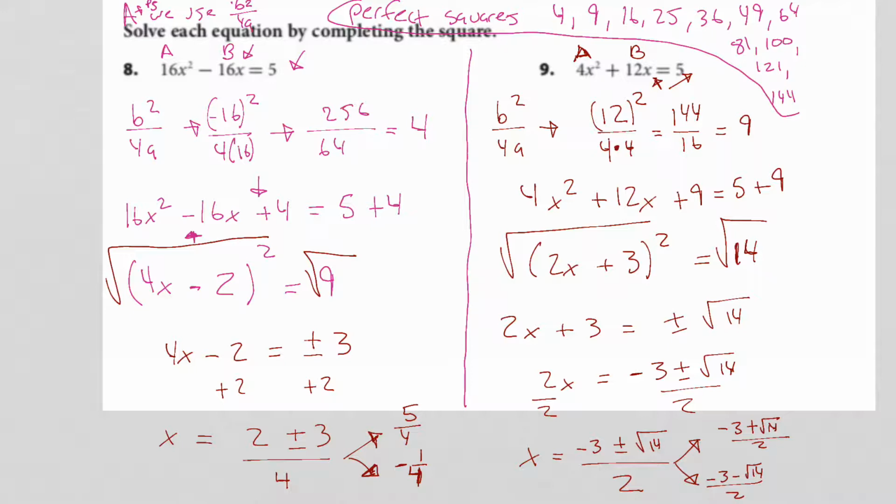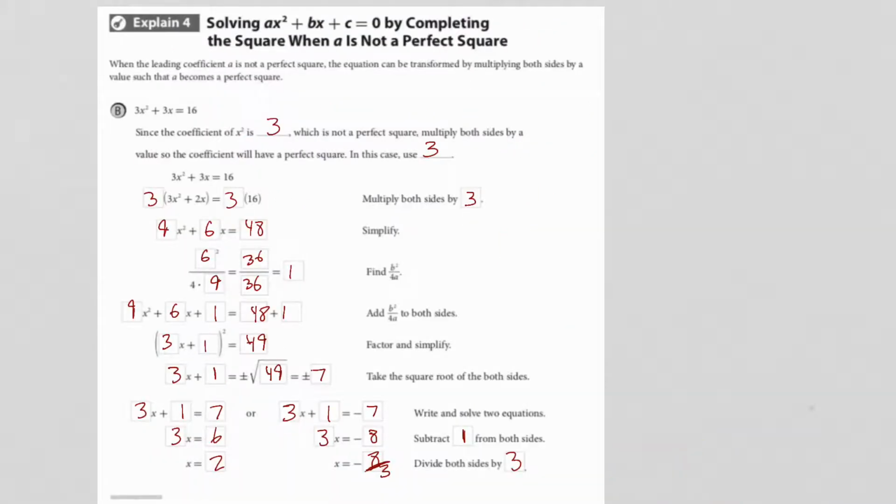So let's take a look at what's on the next page. So if A is not a perfect square, right? 3, for instance, is not a perfect square. So we're going to have to multiply both sides by a value so that the coefficient will be a perfect square. And in this case, I'm going to multiply the whole thing by 3. Why? So I can get to 9, which is a perfect square, right?